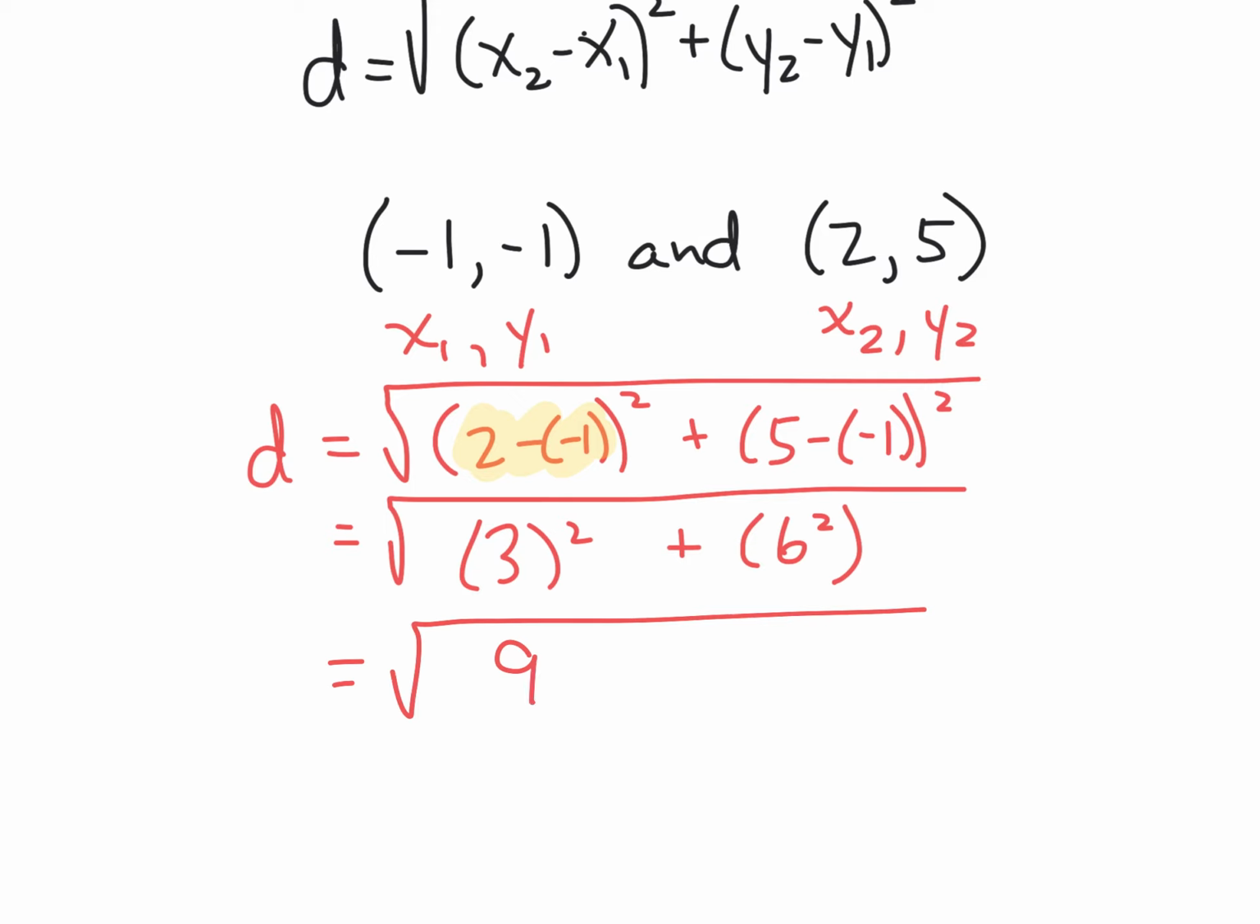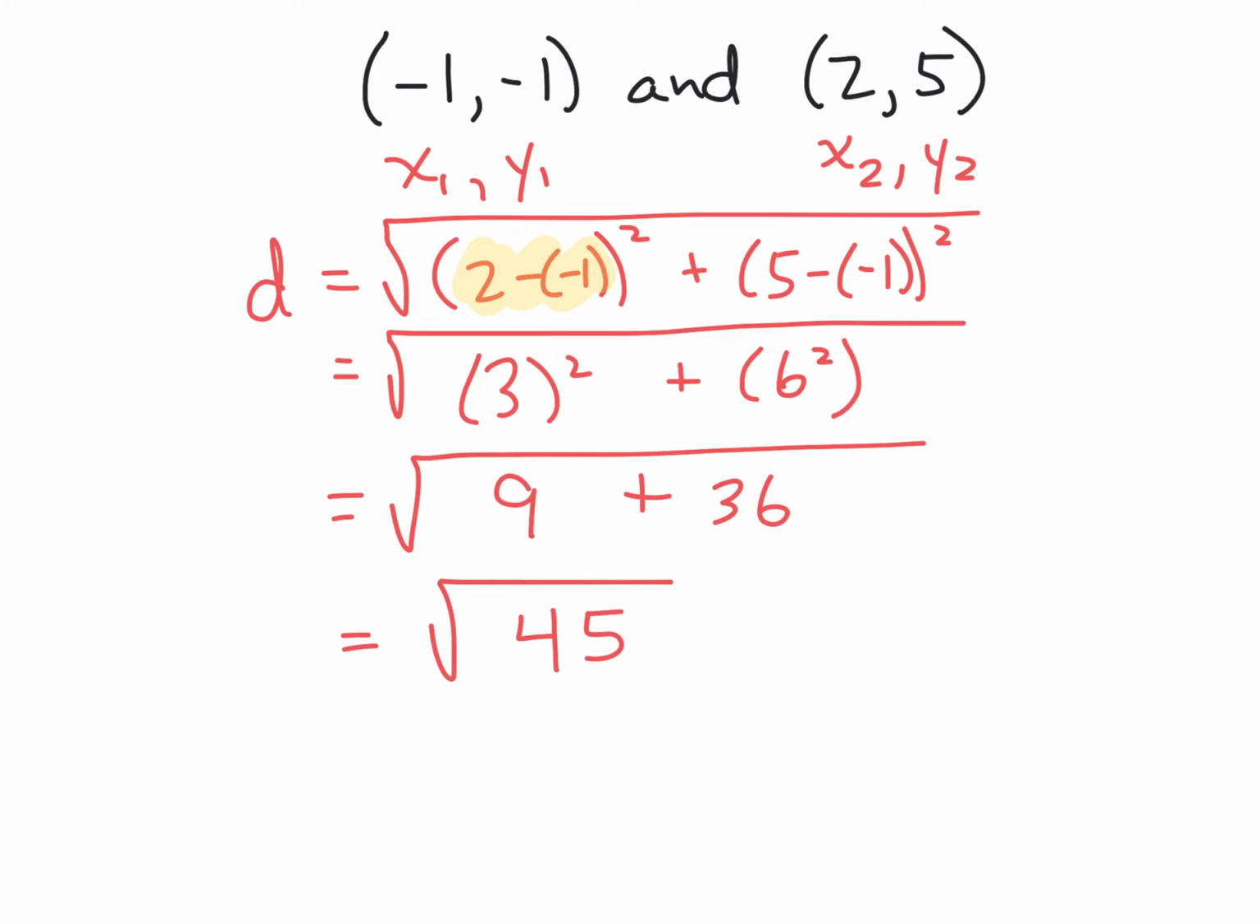3 squared is 9. 6 squared is 36. And add that up: 9 plus 36 is 45. This is familiar from our work a little bit ago. We know then that the square root of 45, which is not a perfect square, would be approximately 6.71 units. Since we didn't give any specific units, we just call it units.